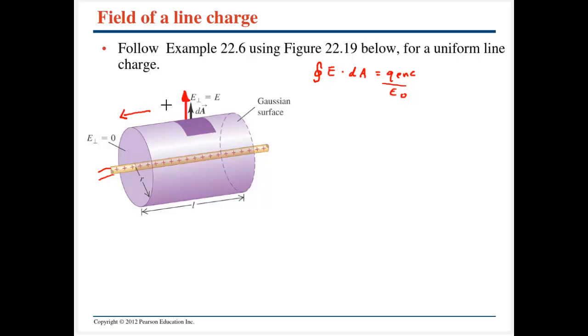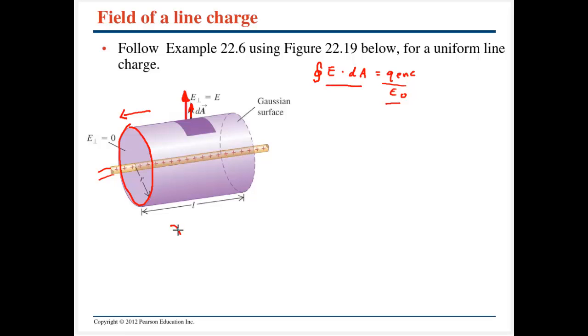So the ideal Gaussian surface that we would draw would actually be a cylinder around this wire. Why would we do a cylinder? Well, we want our electric field and our little dAs to point in the same direction, such that E dotted with dA is simply going to become E multiplied by dA. So choosing a cylinder, we've chosen our Gaussian surface such that we can just say that that's E multiplied by dA. How much charge enclosed is there?